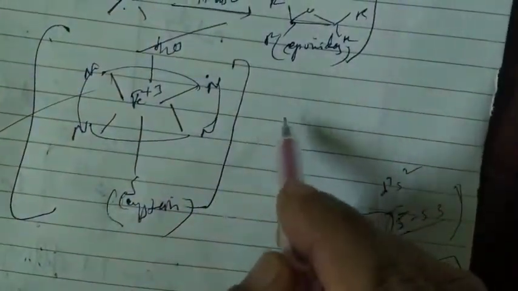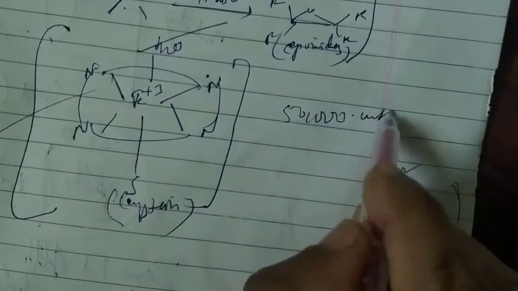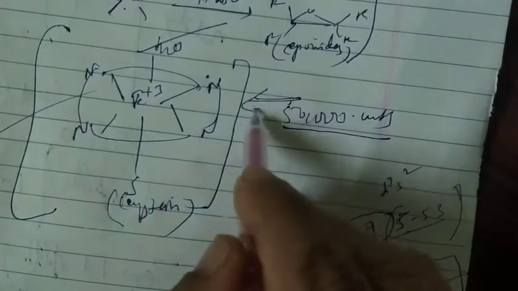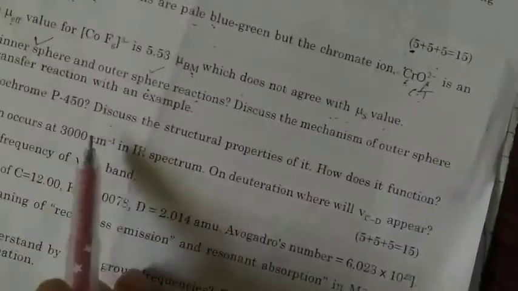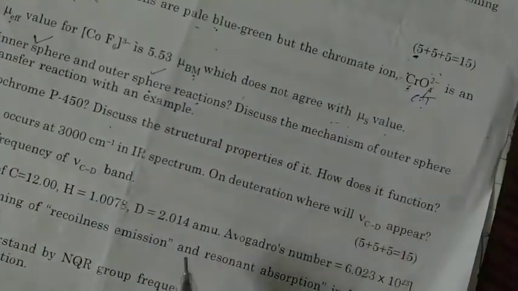This is what cytochrome P450 stands for, and it has a molar mass of 50,000 units. Daltons or units, the molecular weight is 50,000 Daltons. So this much you have to explain. If you have written this much, no doubt you are definitely going to get the full marks. That is question number 6, and you will get your 5 marks here.